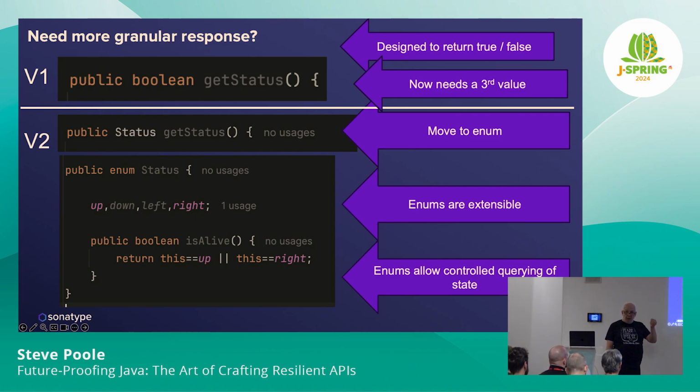Enums let you have choices that you can add to. You can't take them away, of course, because if you remove something from an enum, it's going to break the code. But you can add to it. And you can make choices about whether they're valid or not. And you can add your own checks. So you can say, I could return a status object. And one of the methods is, is it alive?